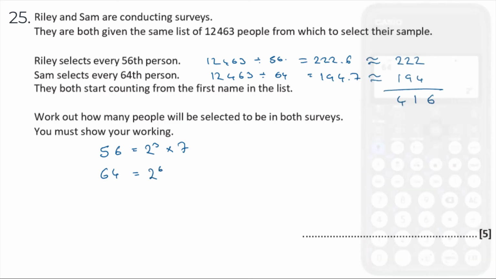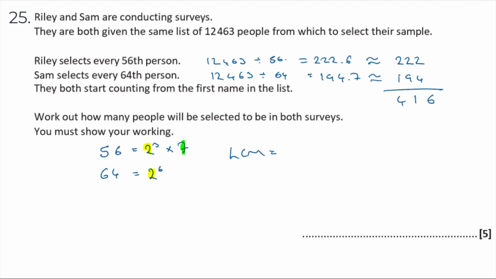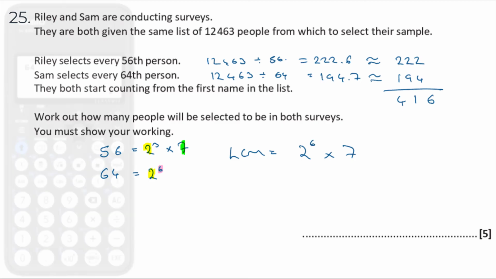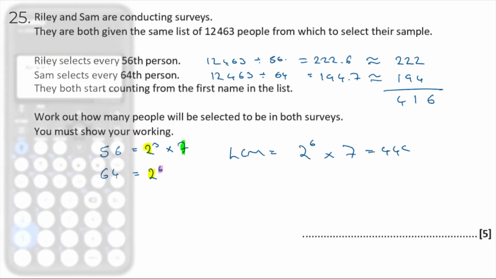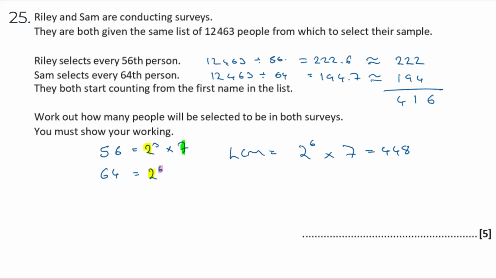Okay, so then the LCM of those two numbers is going to include all the bases that appear. So I've got a 2 appearing and a 7 appearing. So my LCM is going to have a 2 and a 7 in it. And then I'm going to pick the highest power that appears for each one of those. So I've got 2 to the 3 and 2 to the 6. So 2 to the 6 trumps 2 to the 3. So I'm going to write a 2 to the 6 in my LCM. And I've just got a 7, so I'm just going to have that 7. So the LCM then is going to be 2 to the 6 times 7, or 64 times 7. And that comes out to be 448. So that means every 448th person is someone that they both picked.